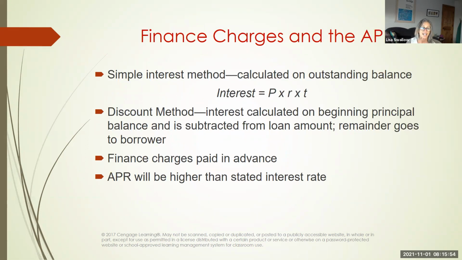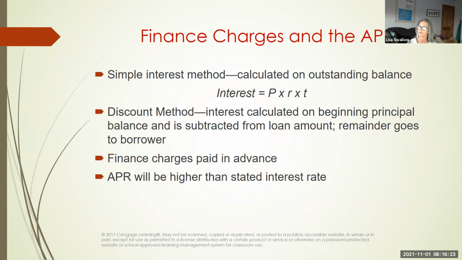So it's the same situation that we've been doing before. Interest equals principal times rate times time. So you're going to calculate your interest on the outstanding balance, you're going to tack it on, and that's what you're going to pay them back. Discount method's a little bit more complicated. We skirted around that in Unit 6. We're going to dive into it a little bit more today, which is I want to borrow $5,000.